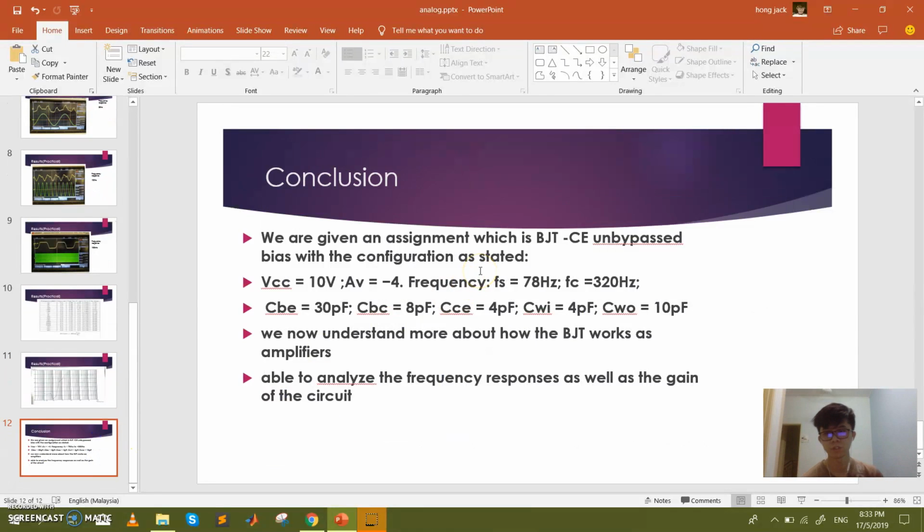So in conclusion, we were given this assignment, which is BJT, common emitter unbypassed, with the configuration as stated. After doing this assignment, we now understand more about how the BJT works as an amplifier, and we are also able to analyze the frequency response as well as the gain of the circuit.